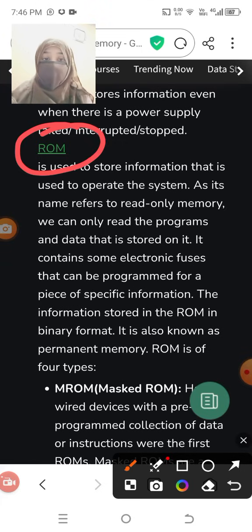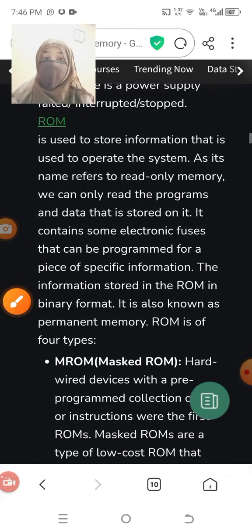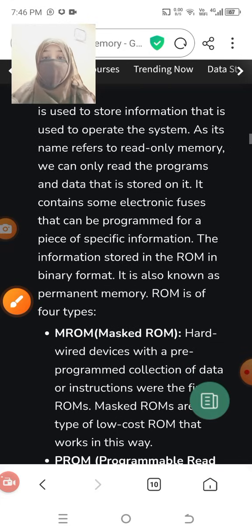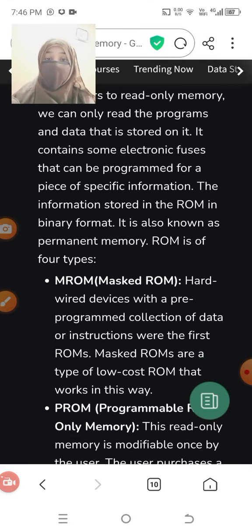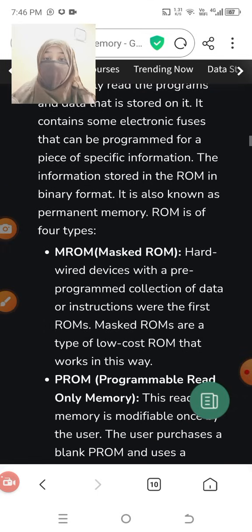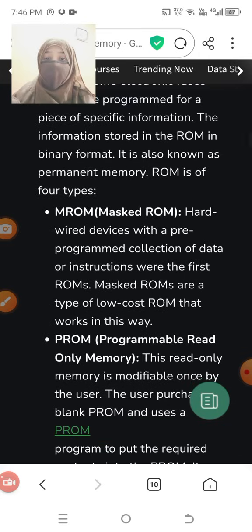ROM is used to store information that is used to operate the system. As its name refers to read-only memory, we can only read the programs and data that is stored on it. It contains some electronic fuses that can be programmed for a piece of specific information. The information stored in the ROM is in binary format. It is also known as permanent memory. ROM is of four types.